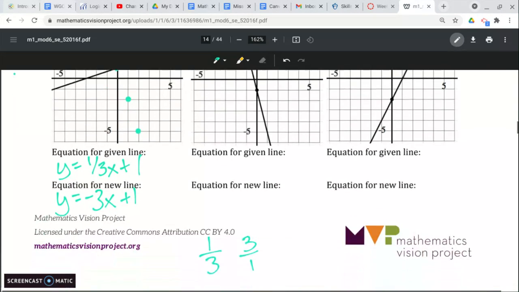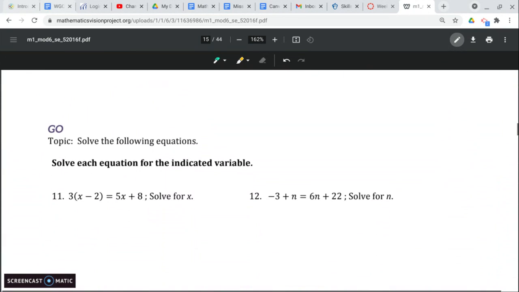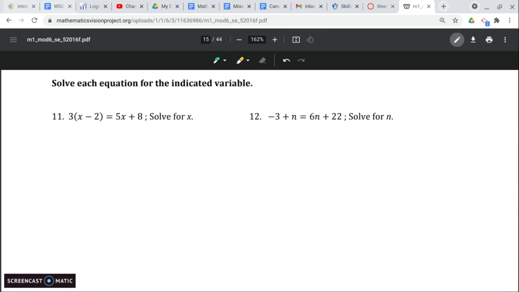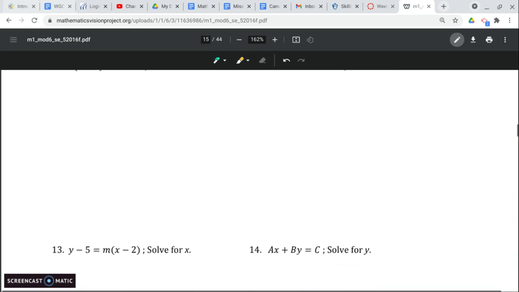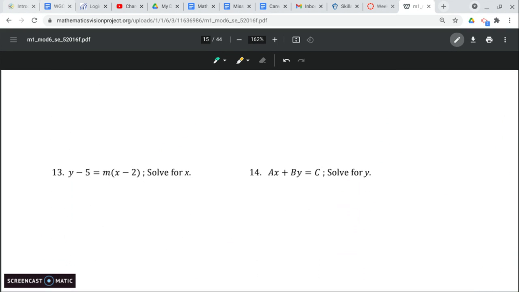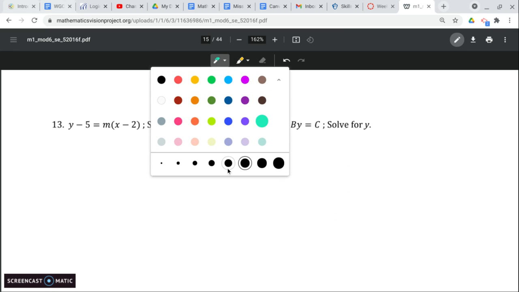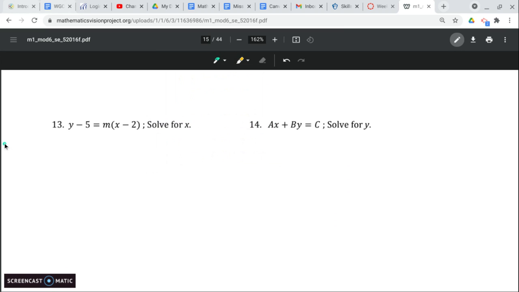Okay? All right. The last section is looking back at solving equations. The first two are solving basic equations for a single value. But notice 13 and 14, these are literal equations, which means you're going to rearrange them to get a single variable by itself. So we're going to do 13 together.